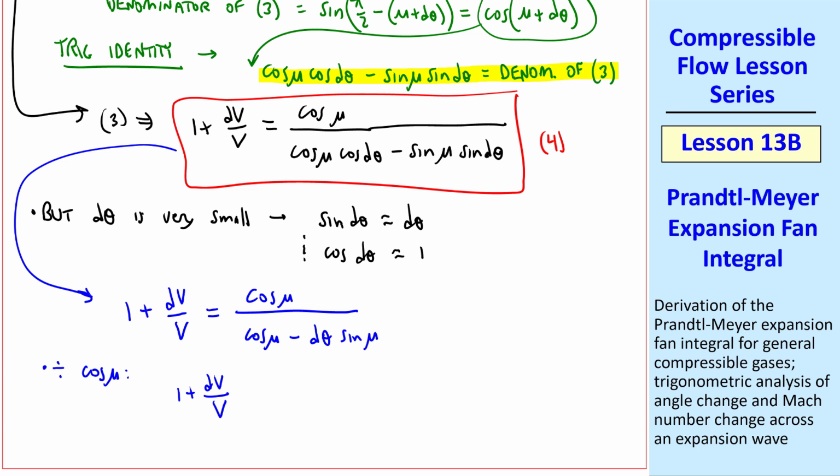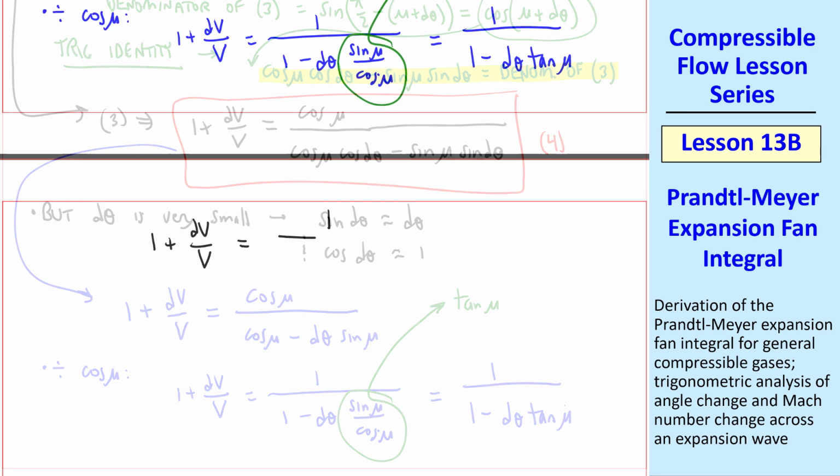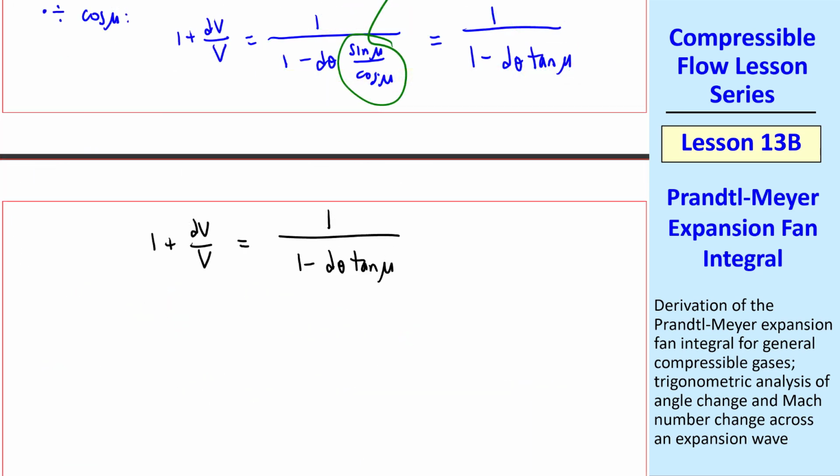We get 1 plus dv over v equal 1 over 1 minus d theta sine mu over cosine mu. But any good engineer recognizes this as the tangent of mu. So we have 1 minus d theta tangent mu. I'll rewrite that here and call this equation 5.